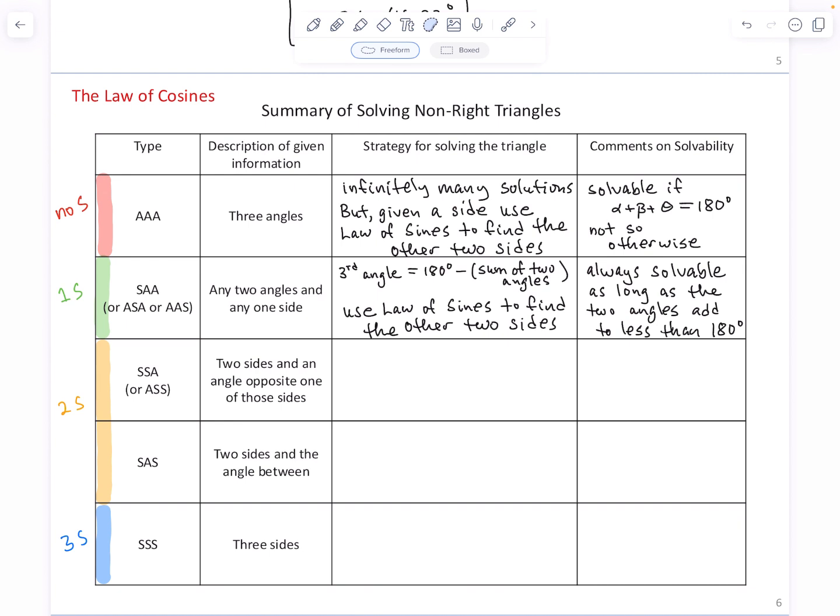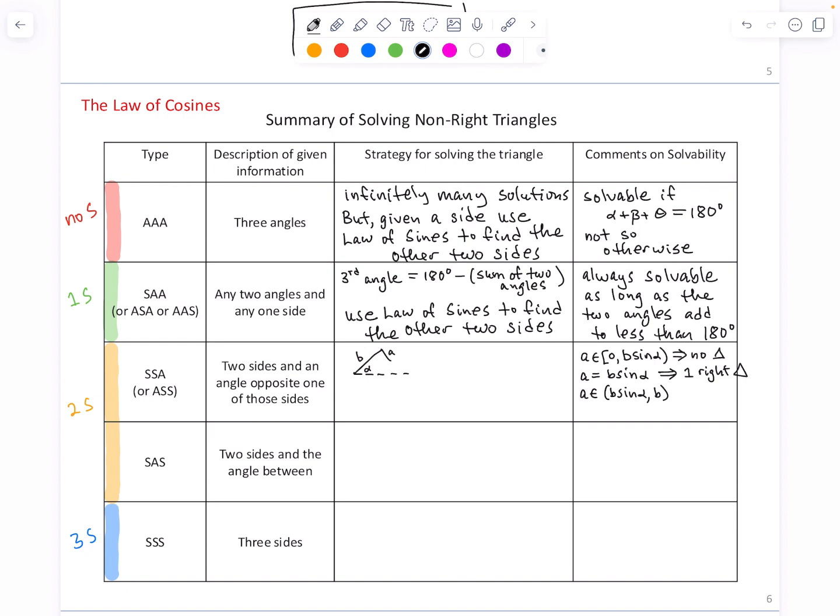Now, SSA, 2 sides and an angle not between them. So let's say we have this situation where we know A, B, and alpha. If A was somewhere between 0 and B sine alpha, excluding B sine alpha, then we had no triangle. If A was equal to B sine alpha, then we had one right triangle. If A was somewhere between B sine alpha and B, excluding the endpoints, then 2 triangles were possible. And if A was B or more, 1 triangle was possible. This was all discussed in the last topic on the law of sines.